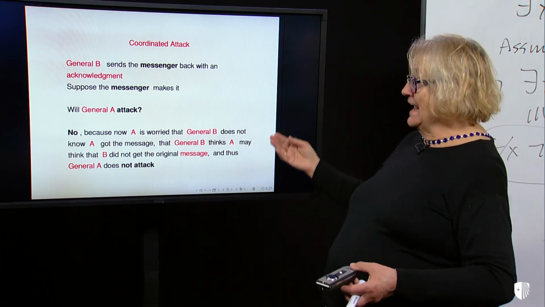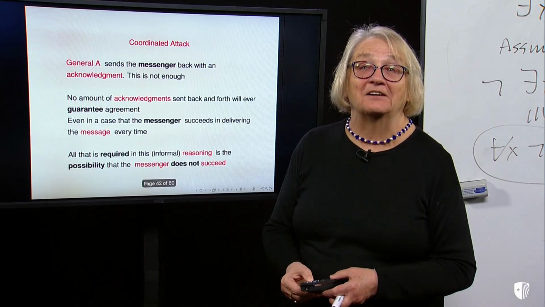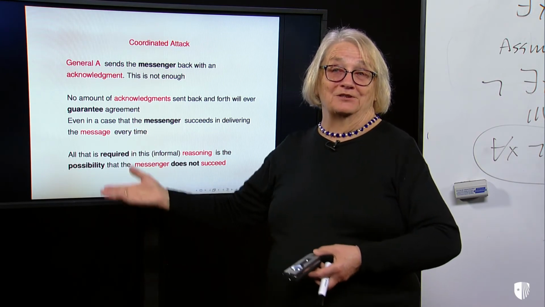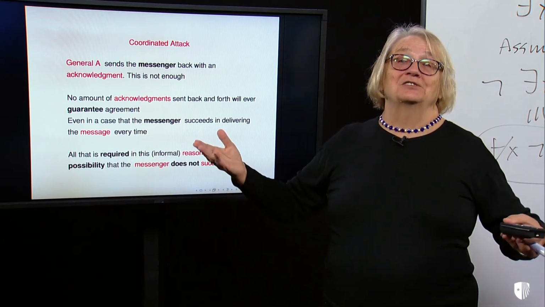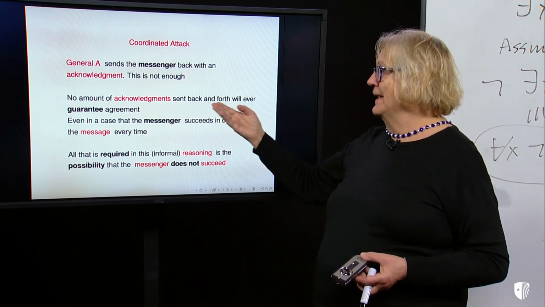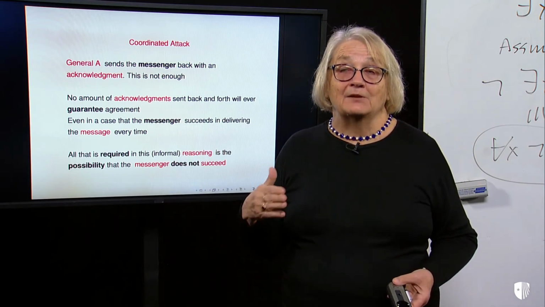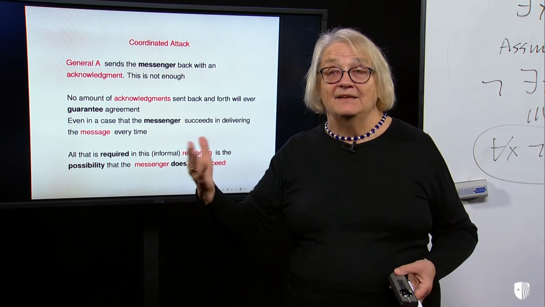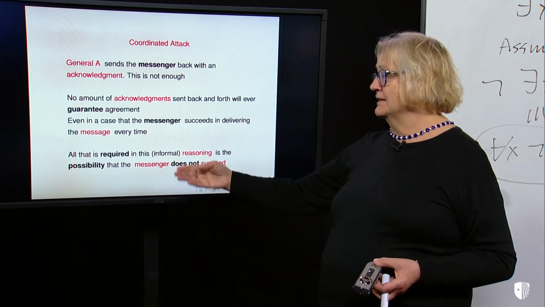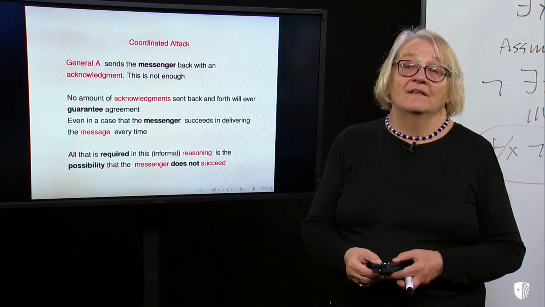That General B thinks A might think that B did not get the original message, and thus General A does not attack. And General A sends a messenger back with an acknowledgement. And this is not enough. So no amount of acknowledgement sent back and forth will ever guarantee an agreement, even in the case that the messenger succeeds in delivering the message every time. All that is required, in formal reasoning, is the possibility that the messenger does not succeed.